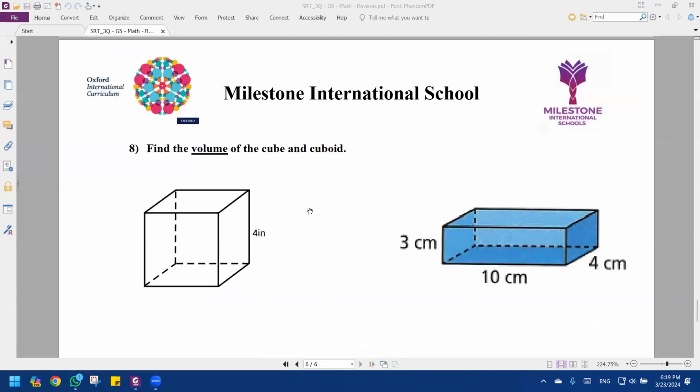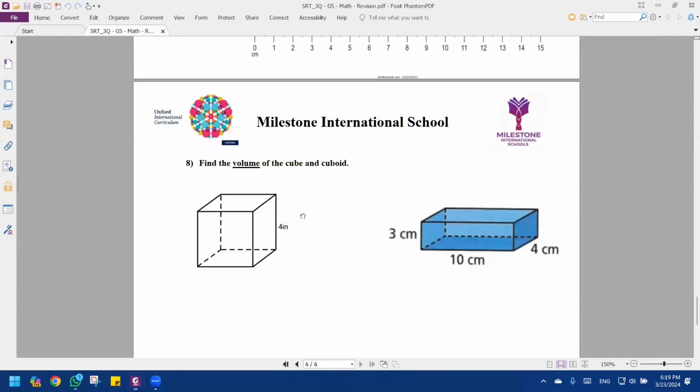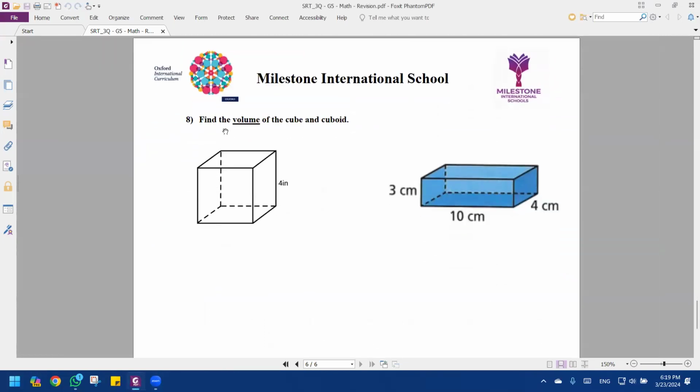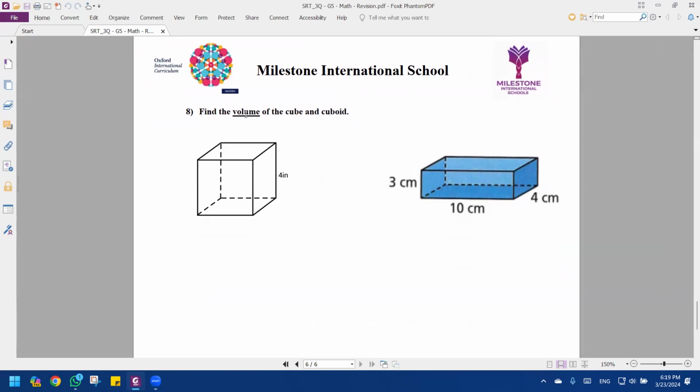Okay, next. This question, it says, this is for the last chapter. Find the volume of the cube and cuboid. Here we said to find the volume means the space inside the shape. The space inside the shape. So in order to have volume, we must have a 3D shape that has length, width, and height. Now first I need to find the volume of the cube, that one.